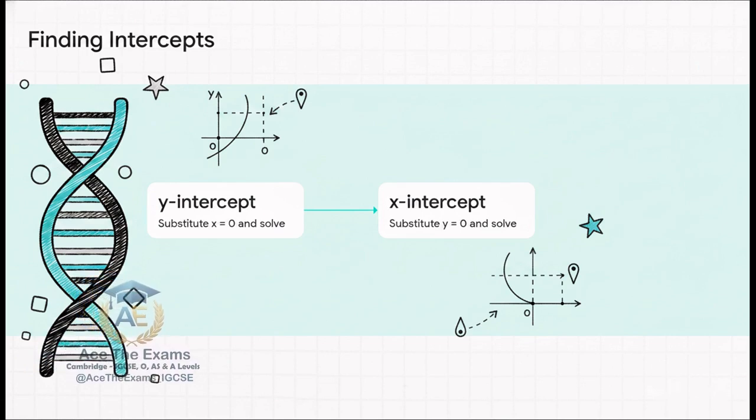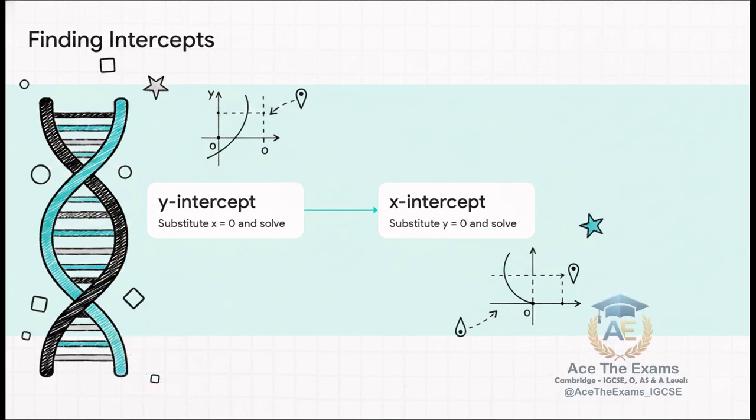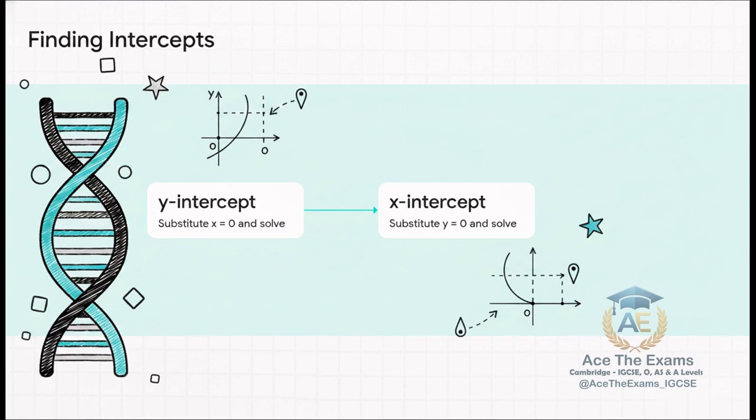Step 1 of this framework is your universal DNA. Substitute x equals 0 to find the y-axis intercepts. Step 2 is substitute y equals 0 to find the x-axis intercept. It is that simple. Showing this working out is your evidence, and it instantly secures you method marks, even if your final drawing is slightly off.